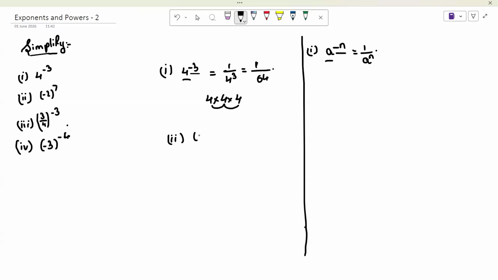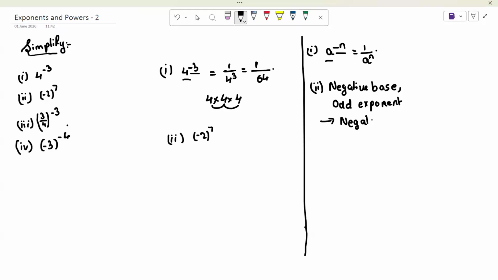So in the second question we have minus 2 power 7. This seems tricky, but it's not, and I will tell you a trick. Whenever you have a negative base and an odd exponent, meaning power 7, power 9, power 11, your result will be negative.